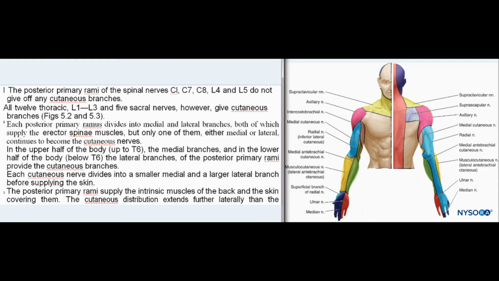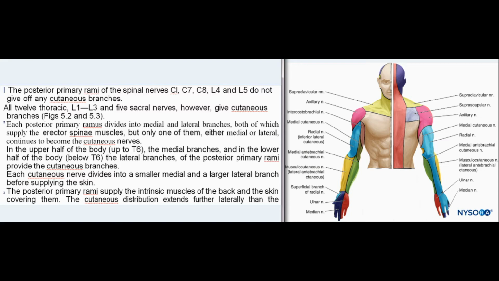2. Each posterior primary ramus divides into medial and lateral branches, both of which supply the erector spinae muscles, but only one of them, either medial or lateral, continues to become the cutaneous nerve. In the upper half of the body, up to T6, the medial branches, and in the lower half of the body, below T6, the lateral branches, of the posterior primary rami provide the cutaneous branches. Each cutaneous nerve divides into a smaller medial and a larger lateral branch before supplying the skin. 3. The posterior primary rami supply the intrinsic muscles of the back and the skin covering them.